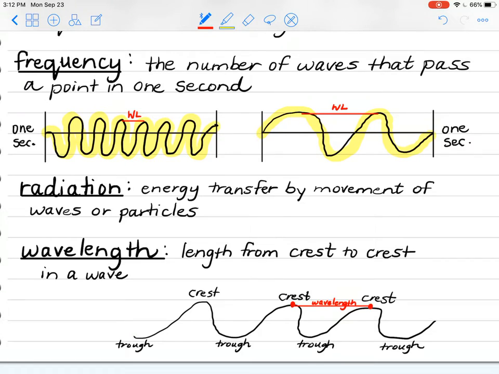Okay, let's take a look at the electromagnetic spectrum, and I think I'm going to stop this video and we'll pick up on that one in the next video.